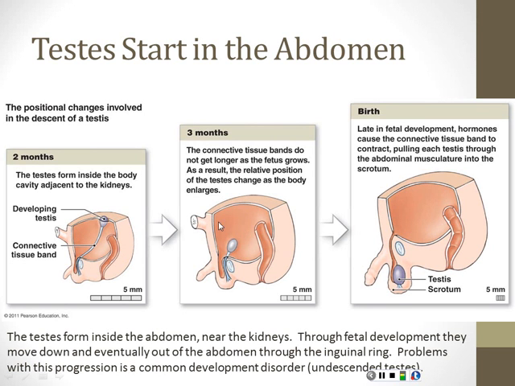As the embryo grows, this connective tissue band does not. So essentially, the testes is pulled towards the scrotum because the rest of the embryo is getting larger, but this band is staying the same size. So you can either think of it as the testes is getting pulled or the baby is growing away from it. Okay?